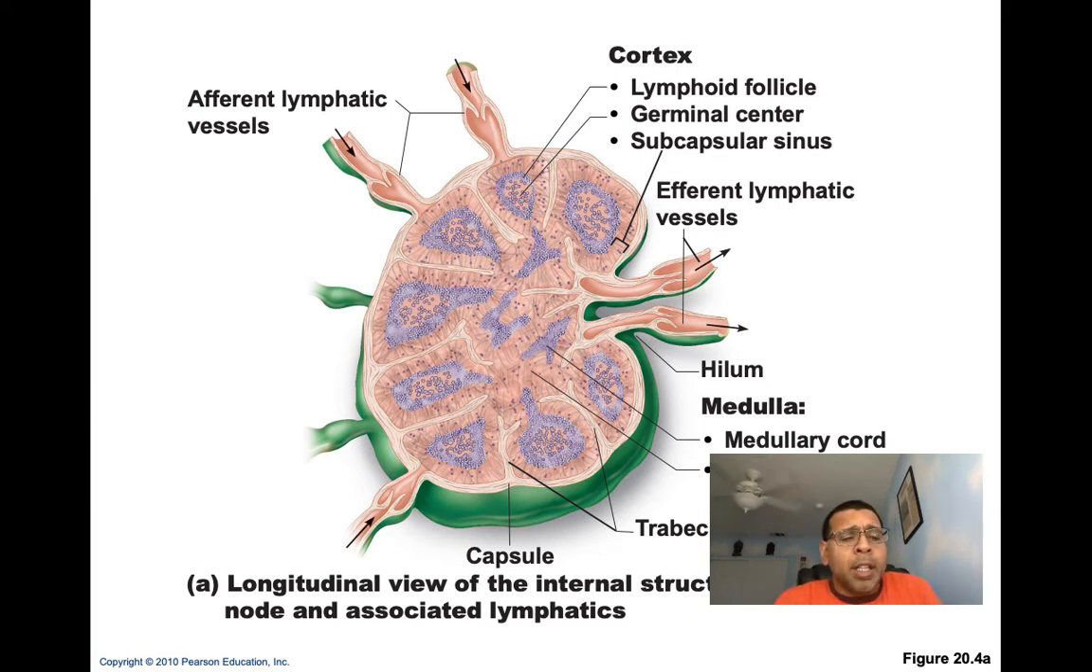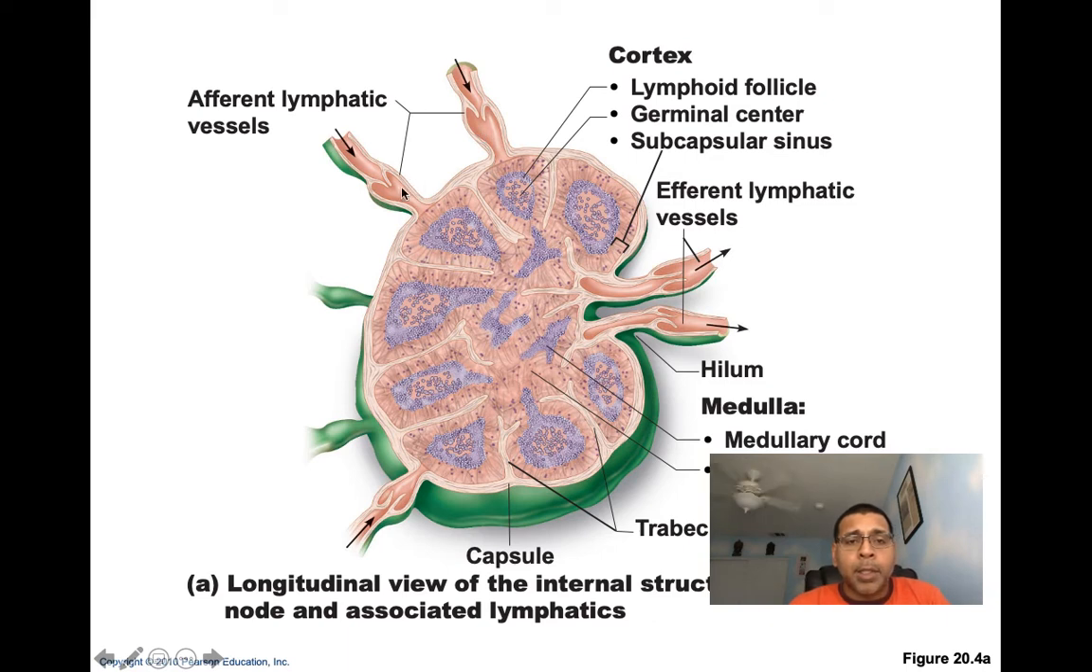And these germinal centers are going to be heavy. They're full, you can think of, with dividing B cells. Now when you talk about the medulla, you can see right inside of here, you've got basically the cords and then the sinuses. The medulla is going to consist of plasma cells.